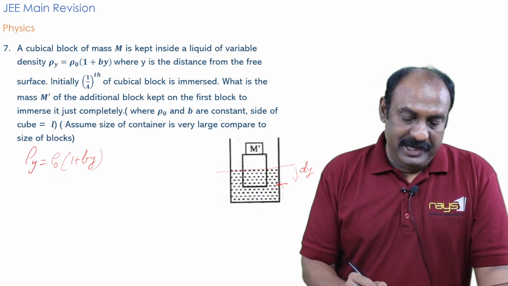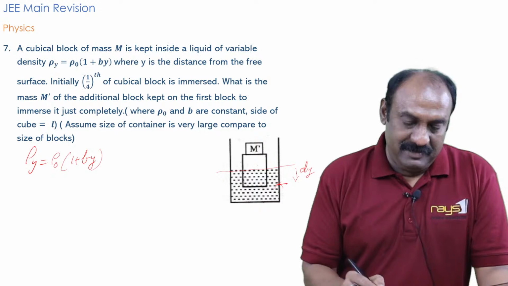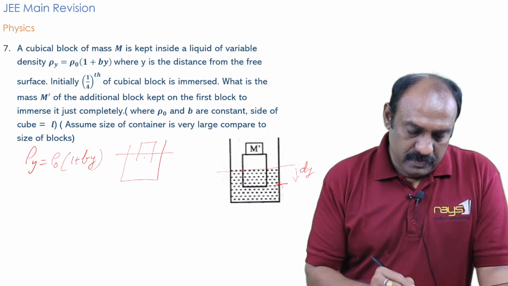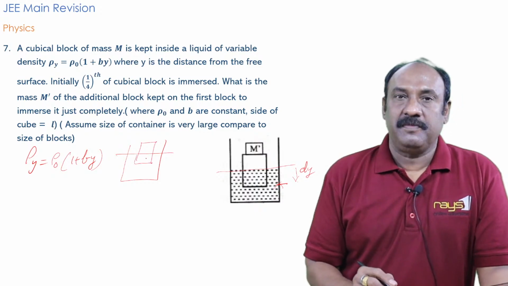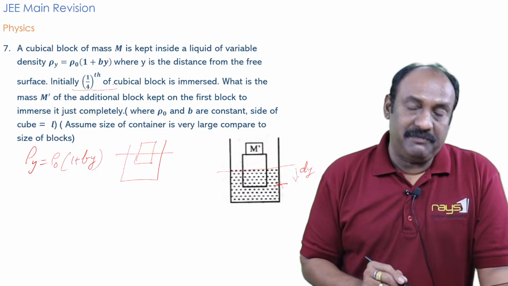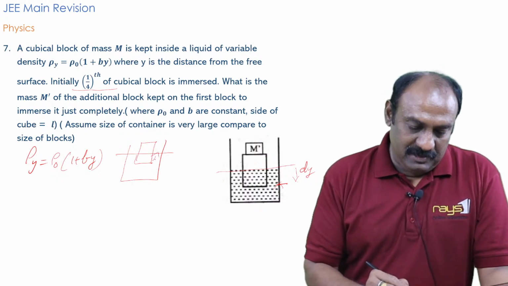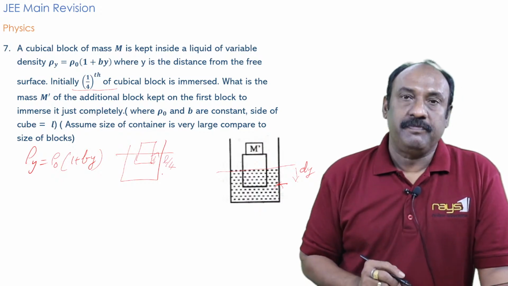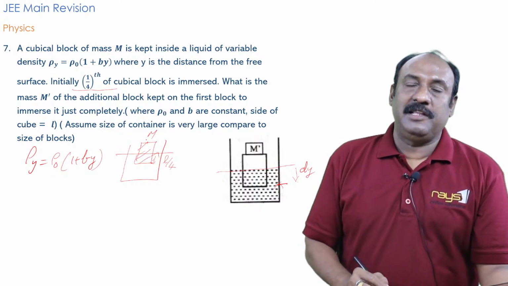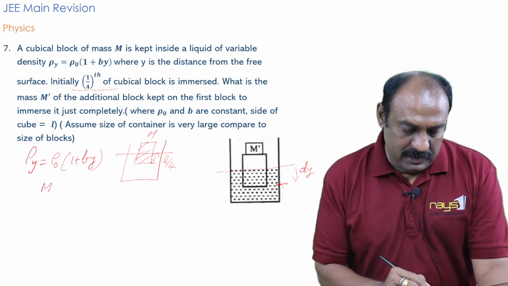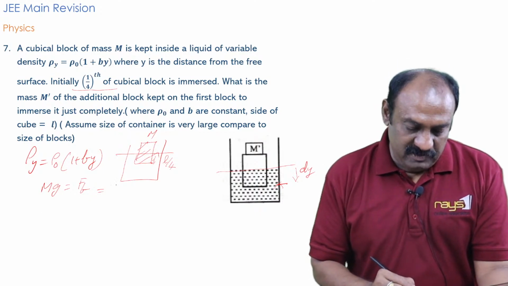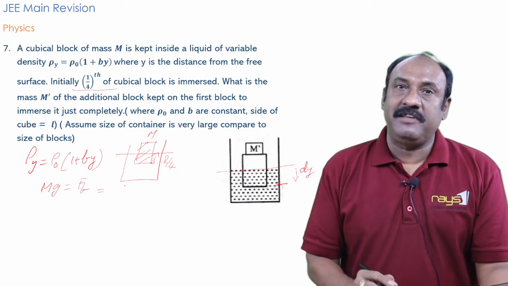Now according to the given data, initially when the block floats on the surface of this liquid of variable density, 1/4 of the cubical block is immersed. So the immersed length of the block is L/4, and the mass is M. What are the forces acting on the block here? The weight of the block is balanced by the buoyant force. So what is the buoyant force here? Buoyant force is equal to volume into density into g.